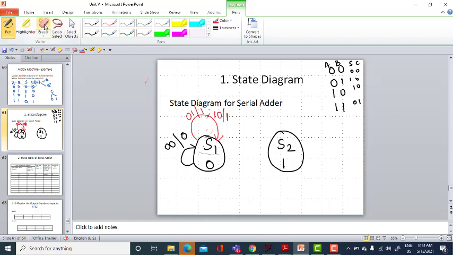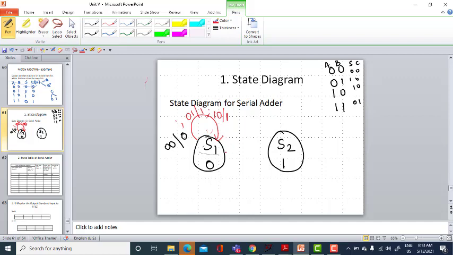So for all the three combinations, namely for 0, 0, 0, 1, and 1, 0, you don't have a carry at all. Your state is 0 only. Carry is 0 only. You remain in the same state.